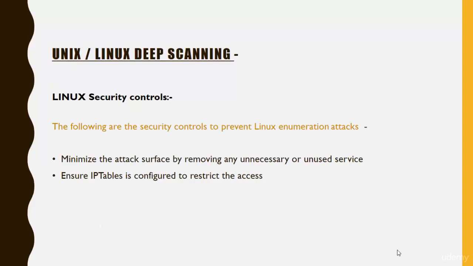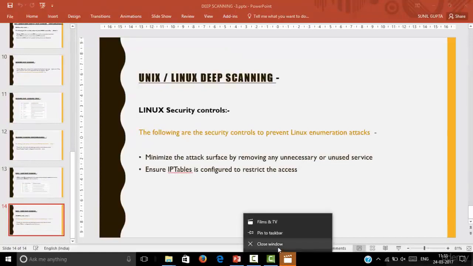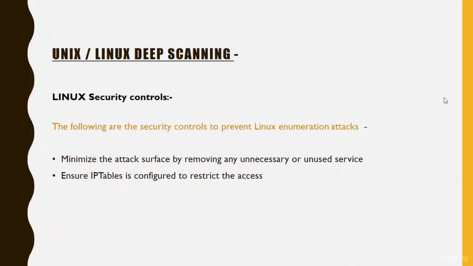Unix and Linux deep scanning. These are some Linux security controls. The following are the security controls to prevent Linux enumeration attacks. Minimize the attack surface by removing any unnecessary or unused services. Ensure iptables is configured to restrict access from deep scanning.